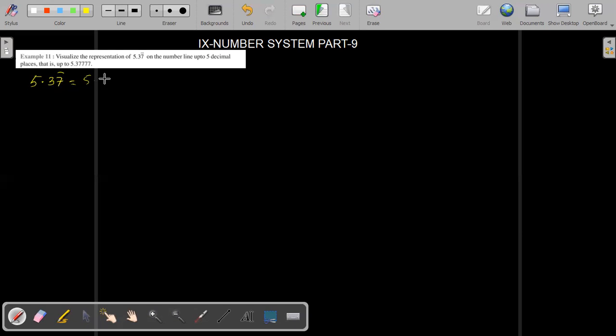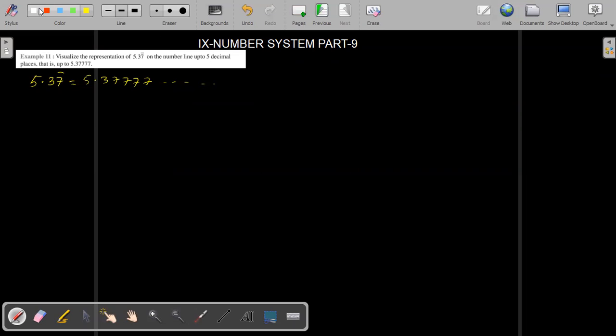So this number is 5.3777. There is no limit. 7 is recurring, 7 is repeating. So the question will be asked. We will come to know how to represent up to 5 decimal places, 6 decimal places, 4 decimal places on the number line. Otherwise, if I ask you where will be the position of 5.377, you cannot tell now. So today we will study that.